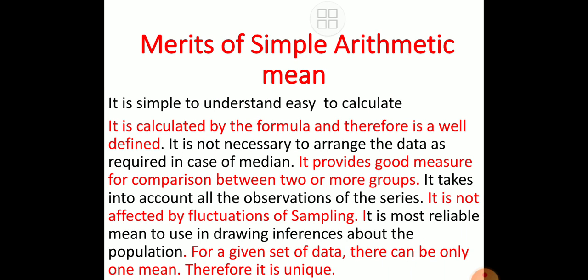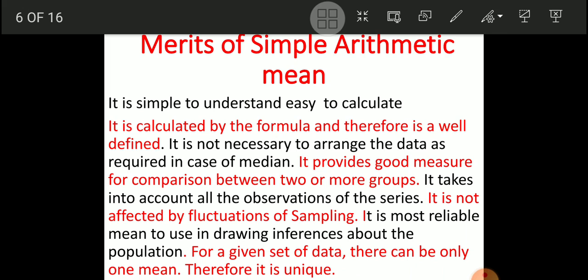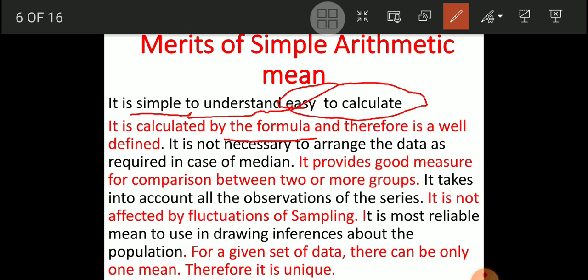Now, what are the merits of the simple arithmetic mean? Friends, you have to keep in mind, it is simple. It is simple to understand, and also easy to calculate. This is the most important merit of the arithmetic mean. Again, it is calculated by a formula, therefore it is well defined. In calculation of the simple arithmetic mean, it is not necessary to arrange the data as required in case of median. So next we have to learn how to calculate the median.